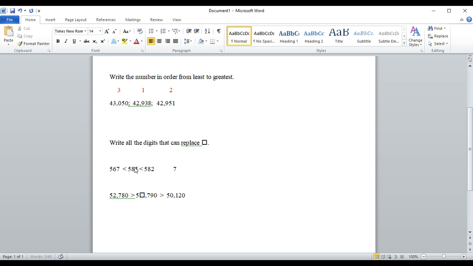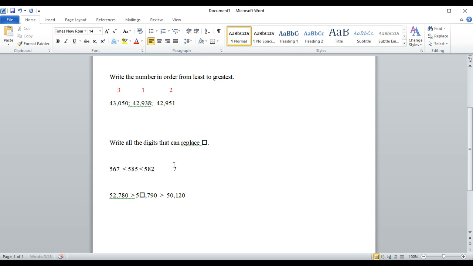I've used the 7. Now I'm going to go up to the 8 and see if that's true. 567 is less than 585. That is true. 585 is less than 582. Well, that is not true. So I'm not going to write an 8 down there. And I know that if I put a 9 in there, that's not going to make it true either. So the only digit that answers this question is the 7. All right, it asks for all the digits. Well, this one only gets 1.